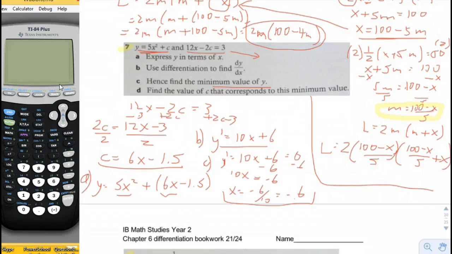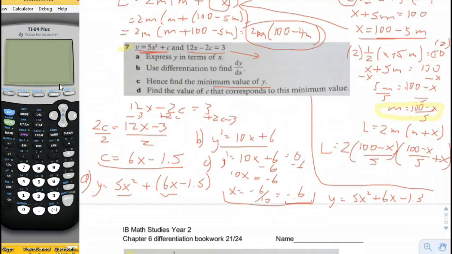Minimum value of y. They asked for the minimum value of y. We found the value of x that makes y a minimum. So what we're going to do now is put it back into the equation y equals 5x squared plus 6x minus 1.5. We're going to put negative 0.6 in there, and that's going to give us the minimum value of y.